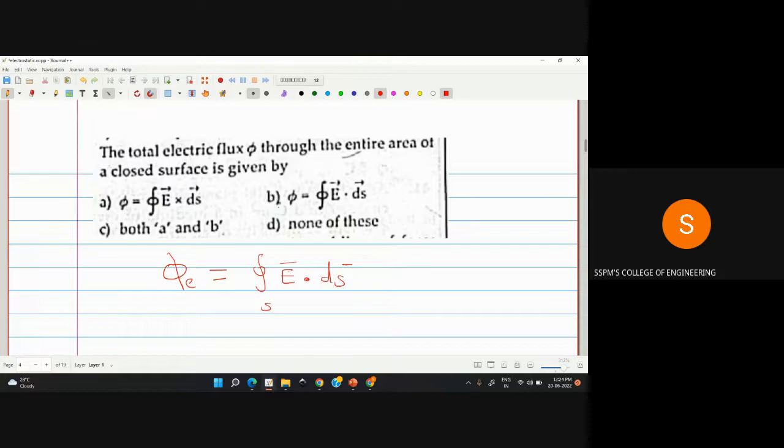So which option is correct? According to Gauss law, this equation is correct. Option B is correct.